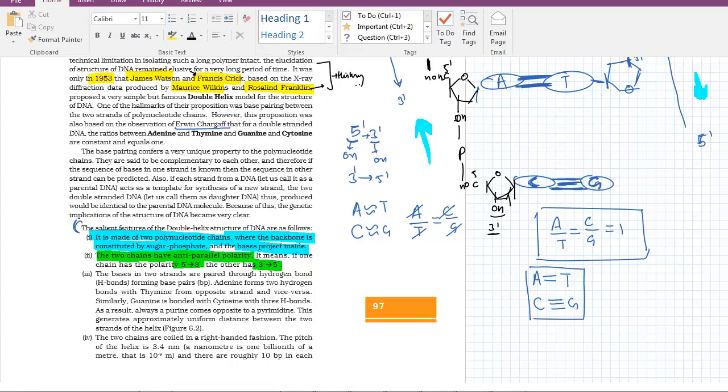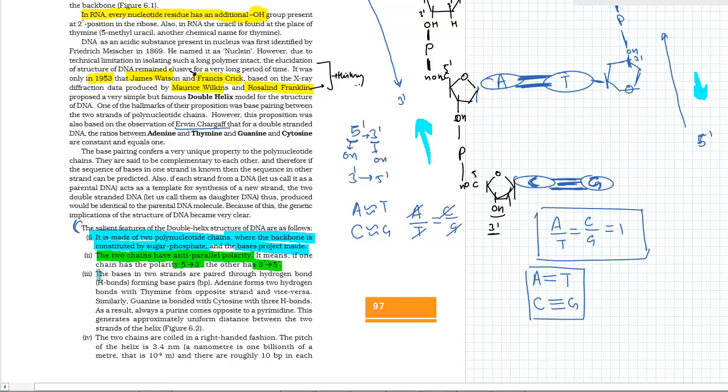The next point is that the bases of the 2 strands are paired through hydrogen bonds. So these bonds are known as hydrogen bonds, and in forming these base pairs, adenine forms 2 hydrogen bonds with thymine. So A bonds with T with 2 bonds, and cytosine makes 3 bonds with guanine, and vice versa. Similarly, guanine is bonded with cytosine with 3 hydrogen bonds. We are done with that.